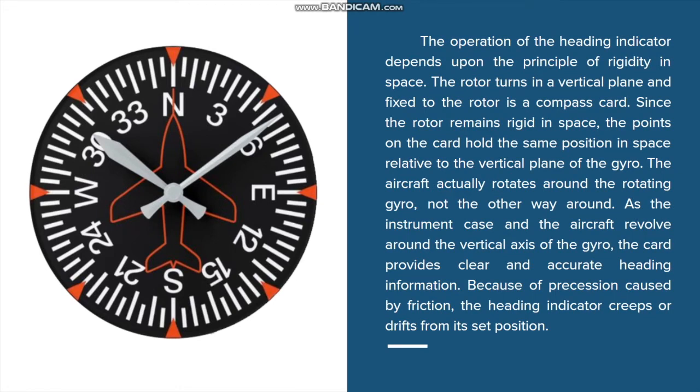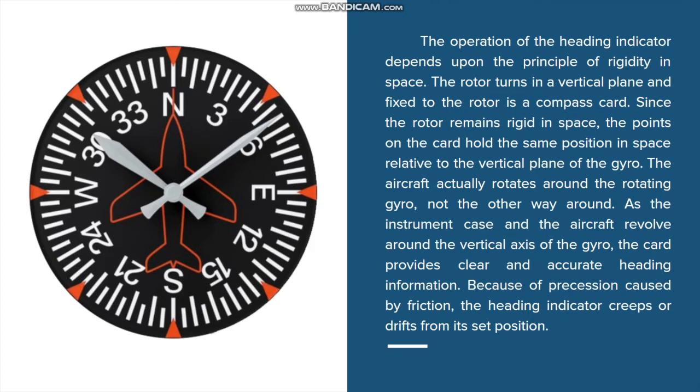The operation of the heading indicator depends upon the principle of rigidity in space. The rotor turns in a vertical plane, and fixed to the rotor is a compass card. Since the rotor remains rigid in space, the points of the card hold the same position in space relative to the vertical plane of the gyro. The aircraft actually rotates around the rotating gyro, not the other way around.